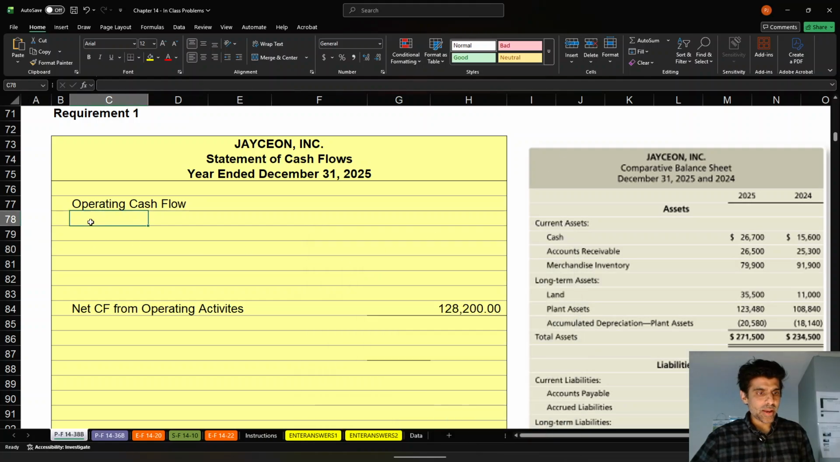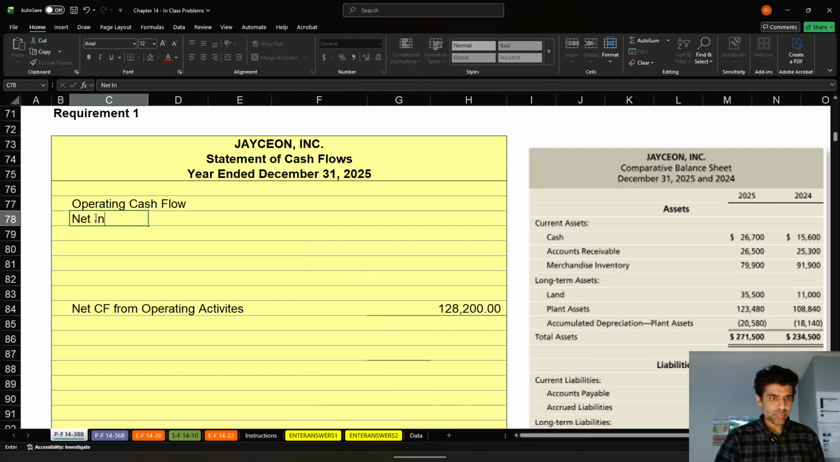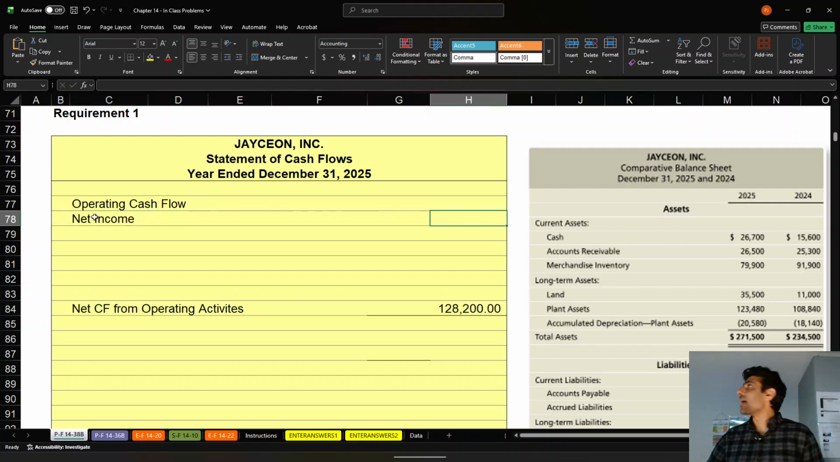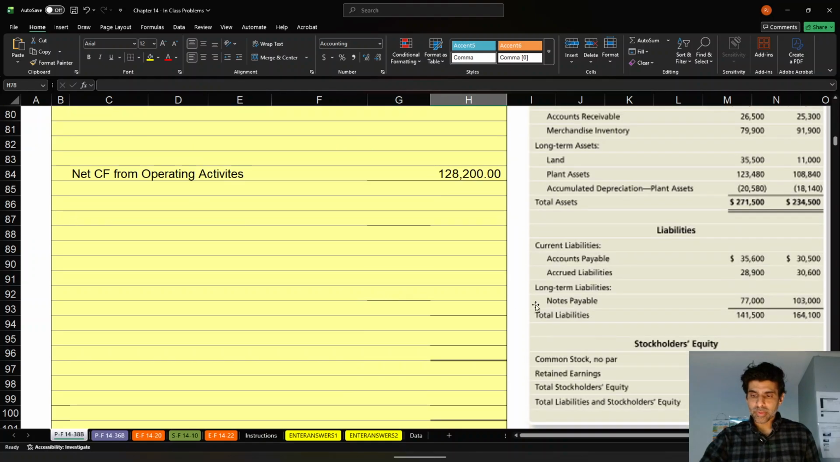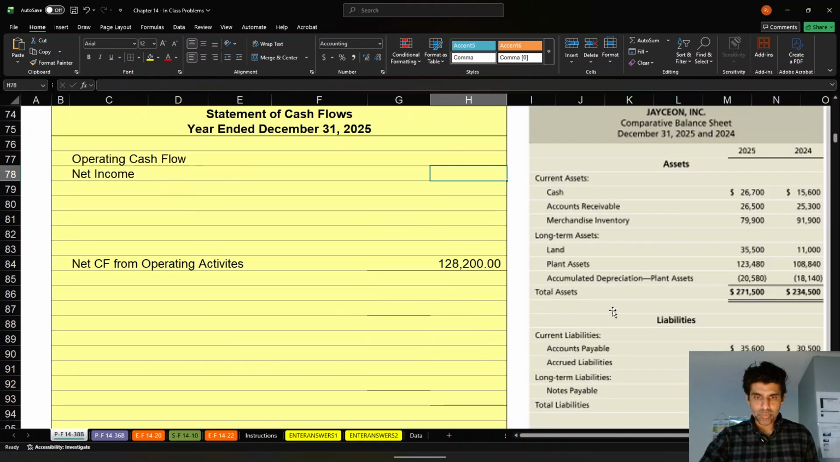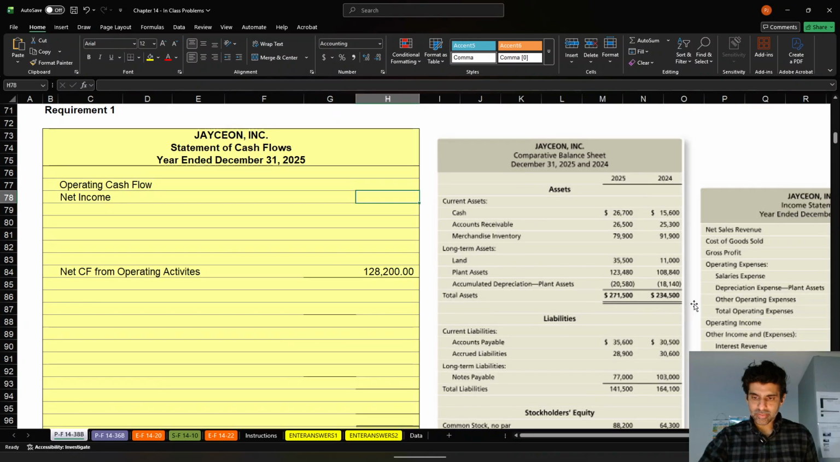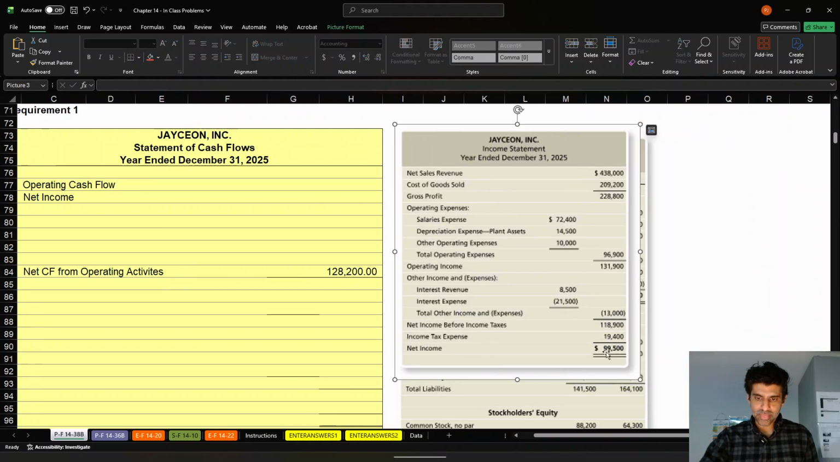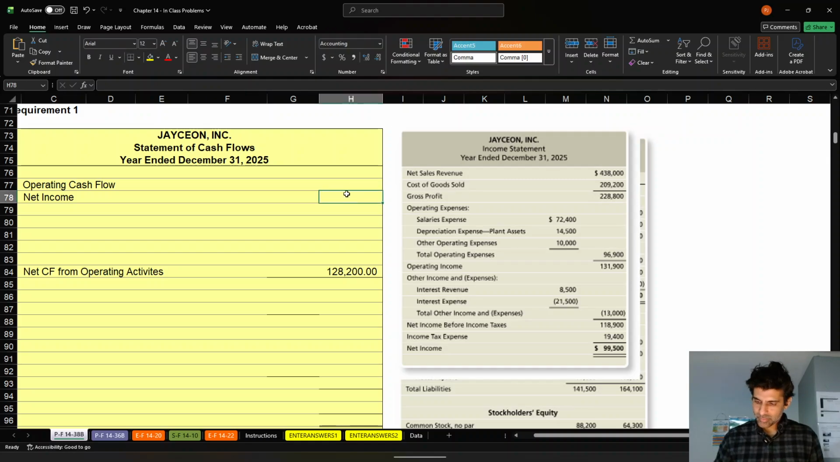Okay, so again, we start with net income, and we are going to adjust net income because again, there's a mix of cash and non-cash things going on in net income. So net income is from this income statement 99,500. Okay.